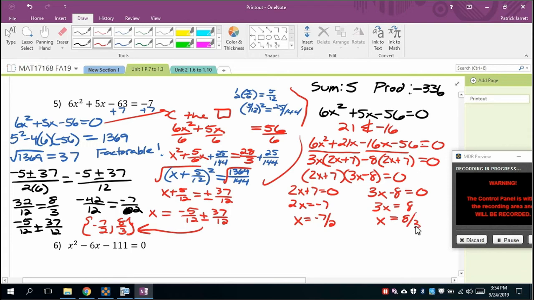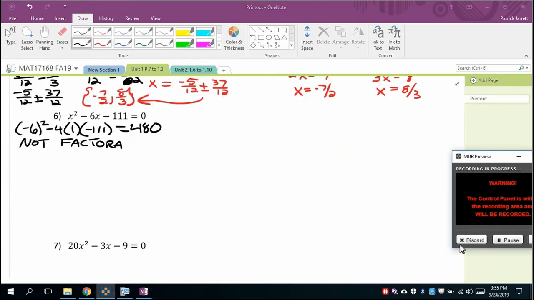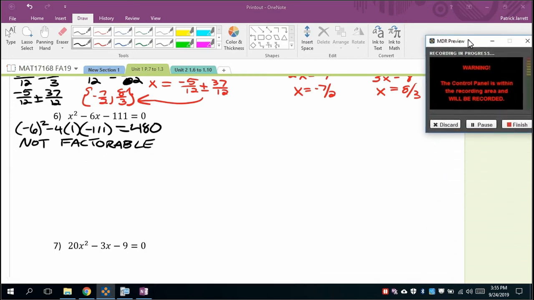So we were able to factor over the integers. So there's 3 ways to do this, and I will tell you which way to use. So we figured out the discriminant here, and what we've learned is it is not factorable because if you took the square root of 480 in your calculator, you'll get some irrational decimal. But if we take the square root of 480, I know 16 goes into that.